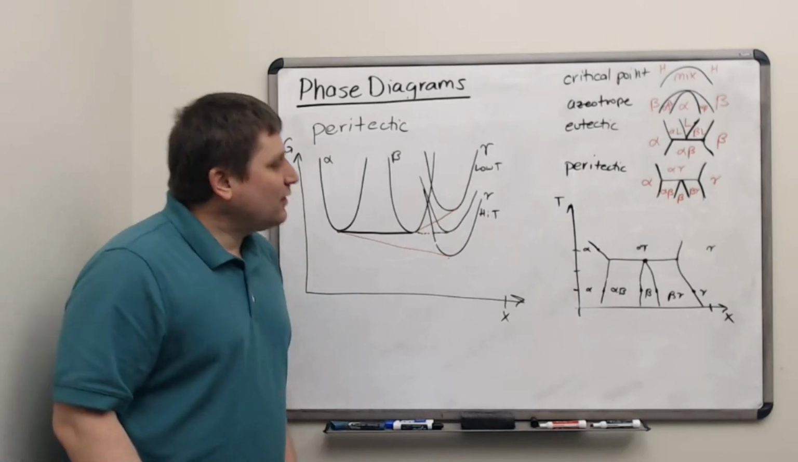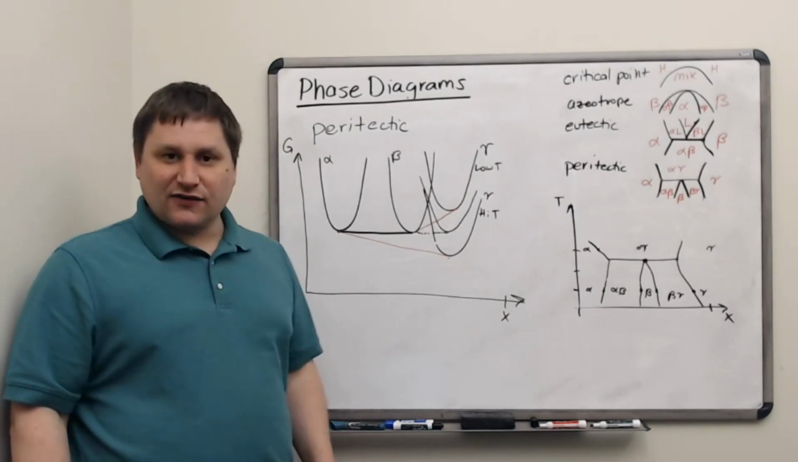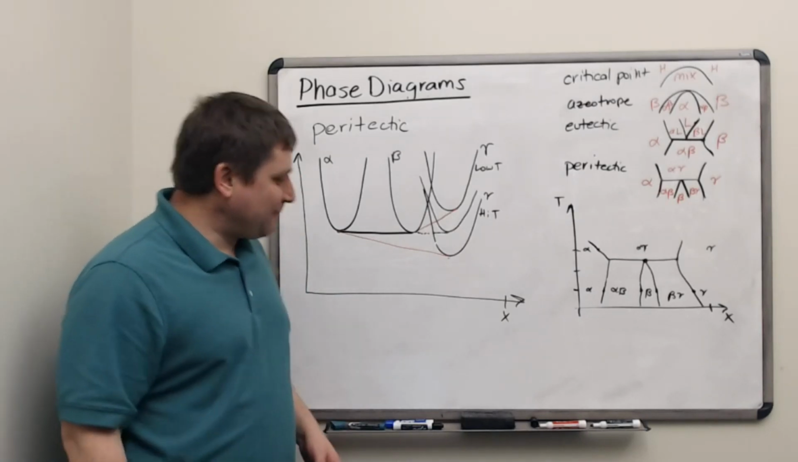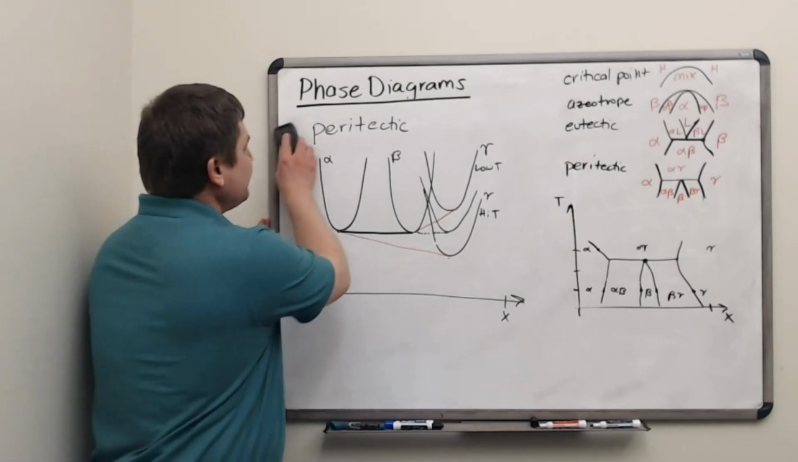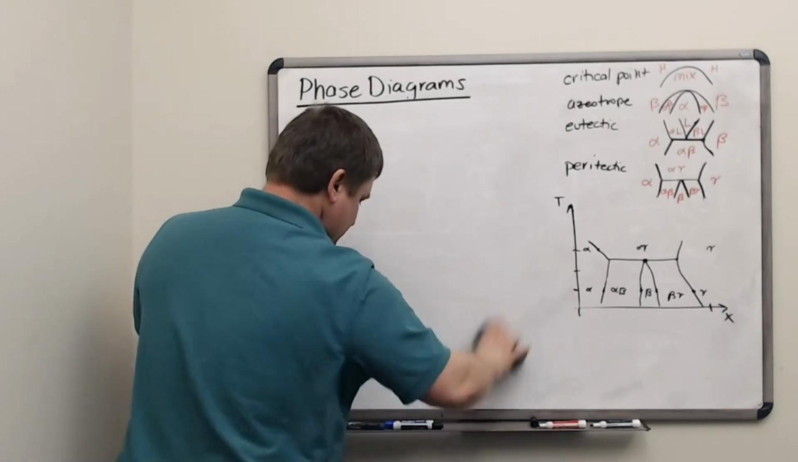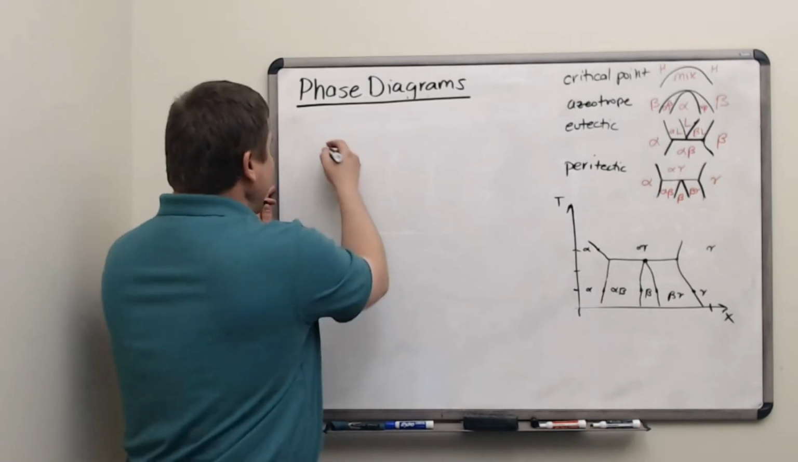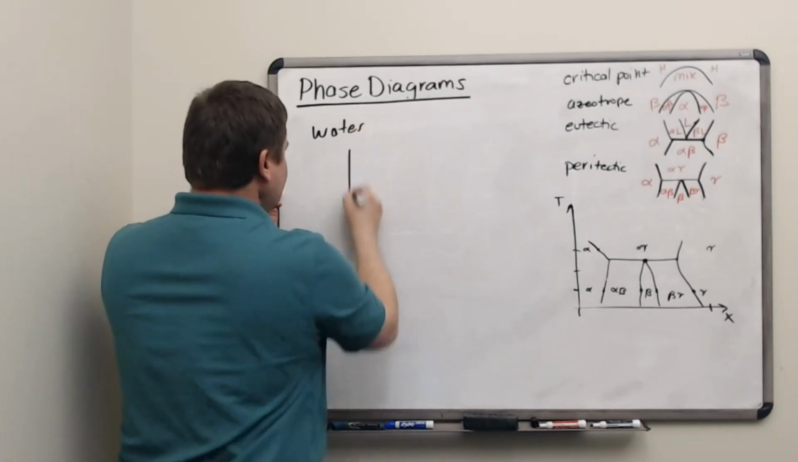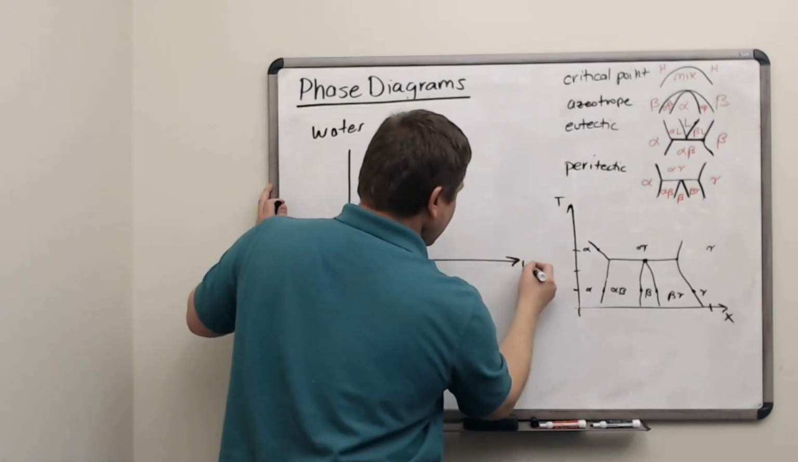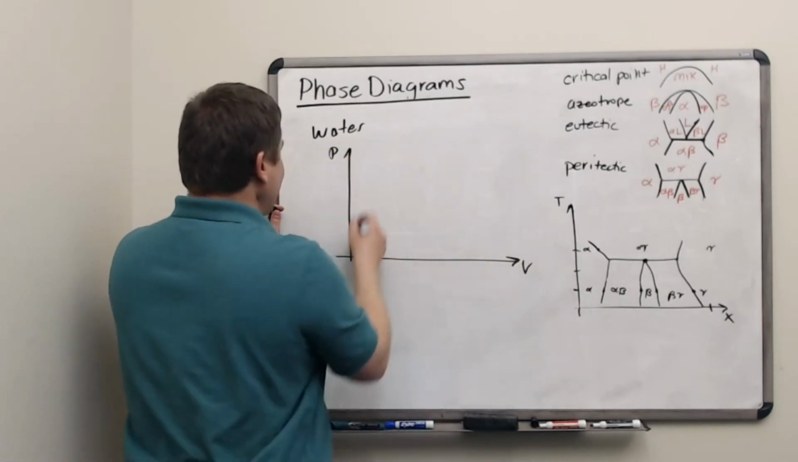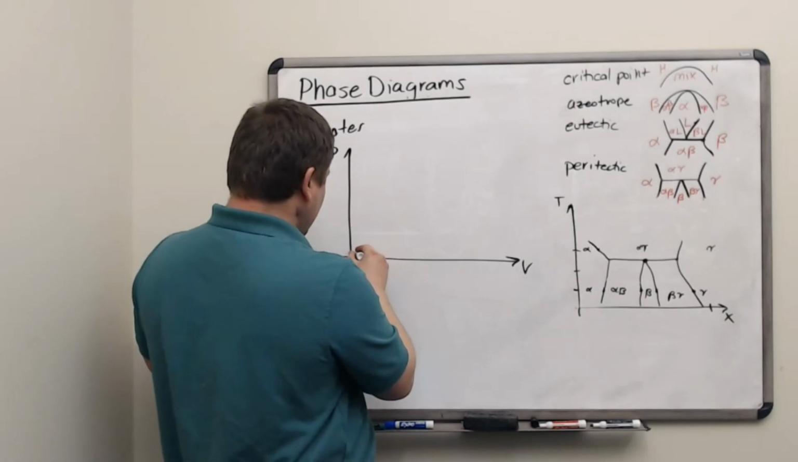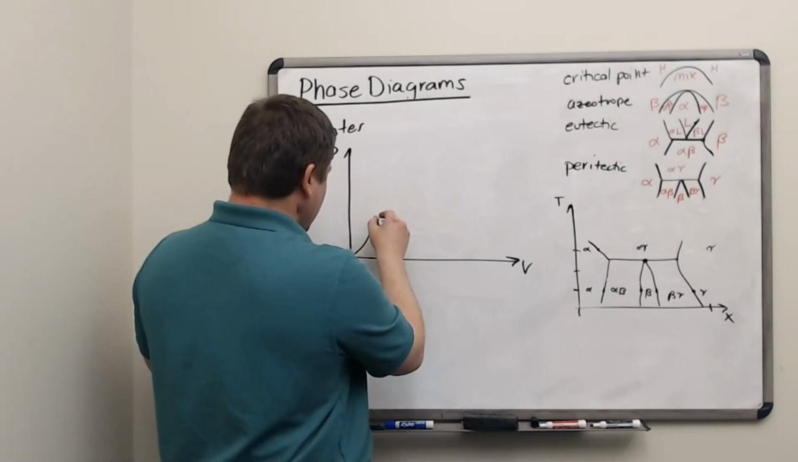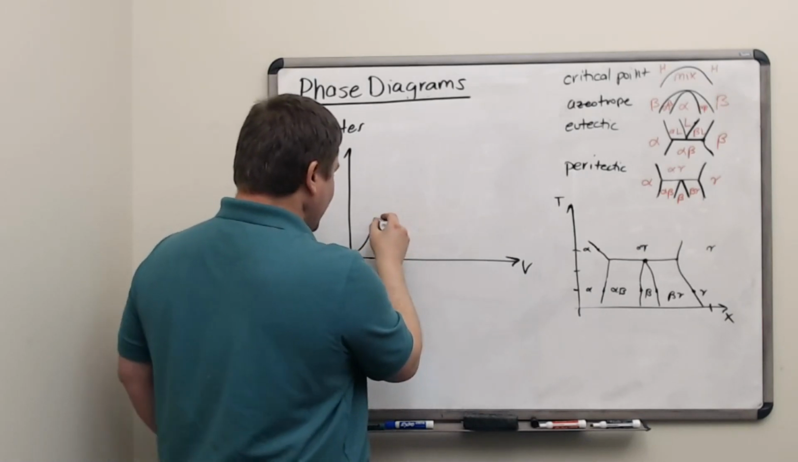Okay, so let's look at another phase diagram here. Here's one that is kind of popular. This is the phase diagram for water or any solid liquid gas system. So we'll do it for water first. We'll do a PV phase diagram for water. All right, and for water, what it looks like is this.